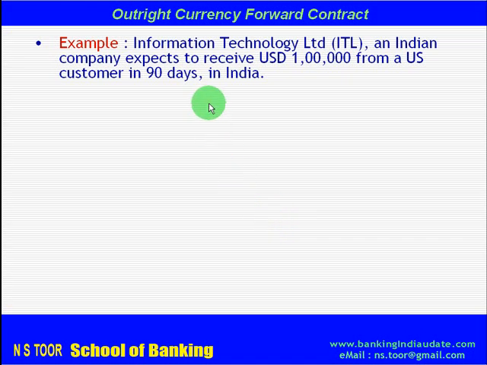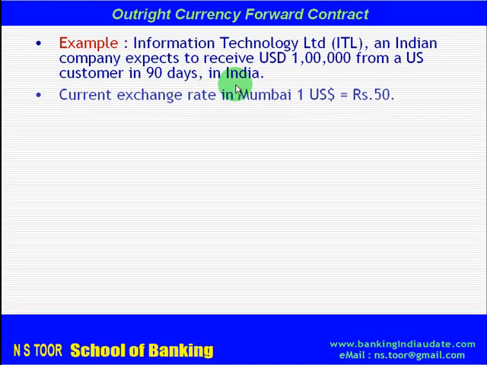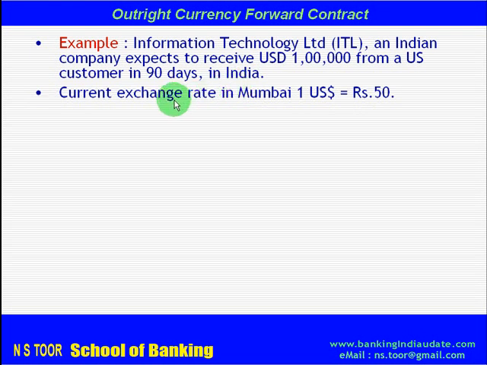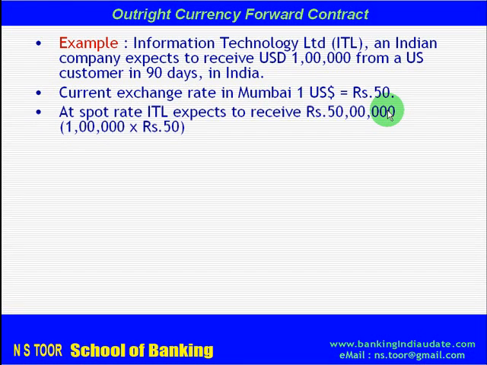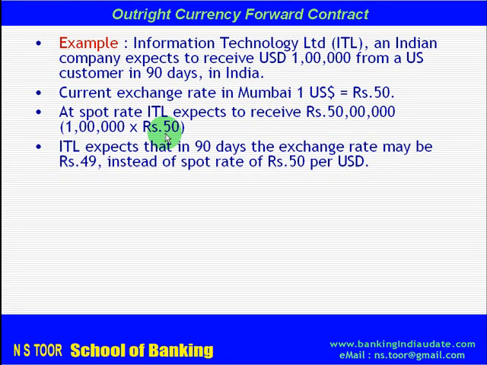As per this example, we have a company called Information Technology Limited, an Indian company that expects to receive $1 lakh from a US customer within 90 days in India. The current exchange rate, or the spot rate, in Mumbai is $1 equal to 50 rupees. At the given spot rate, ITL expects to receive rupees 50 lakh, that is 1 lakh into 50 rupees.